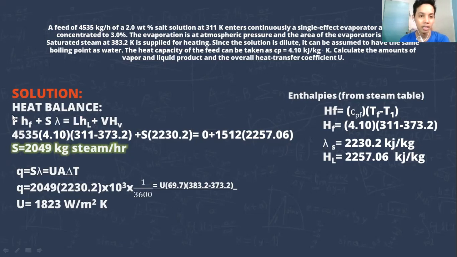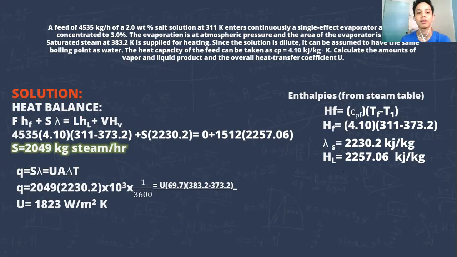So the feed, which is 4,535, times the enthalpy of the feed, which is 4.10 times (311 minus 373.2), plus S, the unknown mass flow rate of the steam, times the latent heat of the steam, which is 2,230.2, is equal to 0 plus 1,512, the mass flow rate of the vapor, times 2,257.06, its enthalpy. With that, we can now solve for the steam, which is equal to 2,049 kilograms of steam per hour.